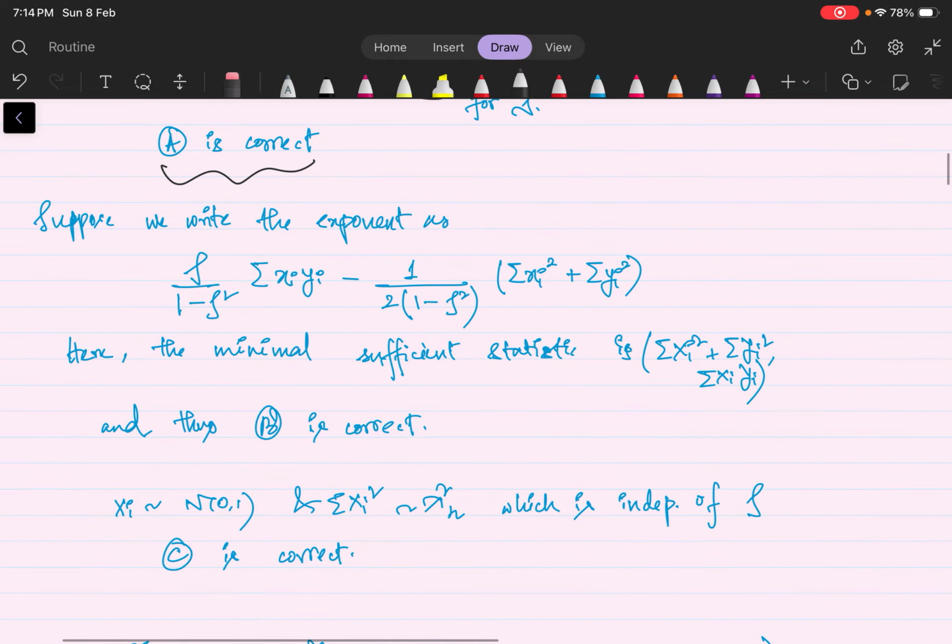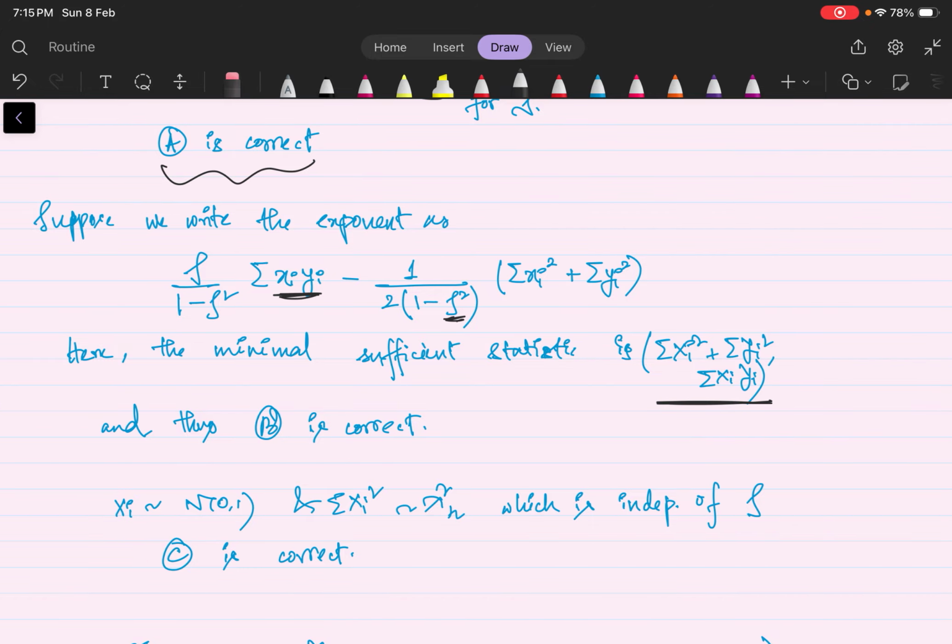Suppose we write the exponent as rho by 1 minus rho square into summation xi yi minus 1 by 2 into 1 minus rho square into summation of xi square plus yi square. Here the minimal sufficient statistics is summation xi square plus yi square and summation xi yi, because it is directly related to rho.